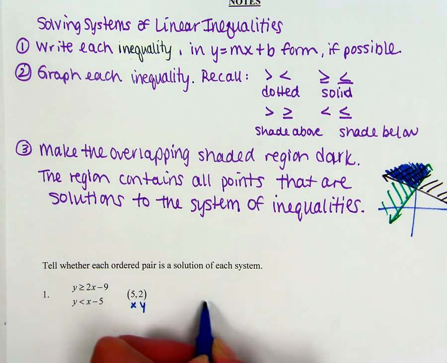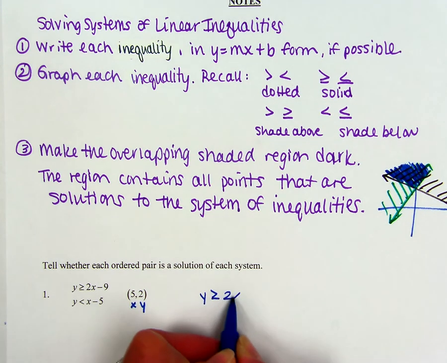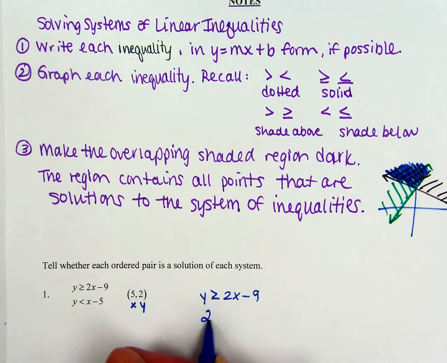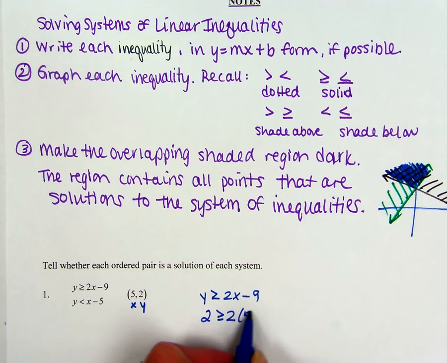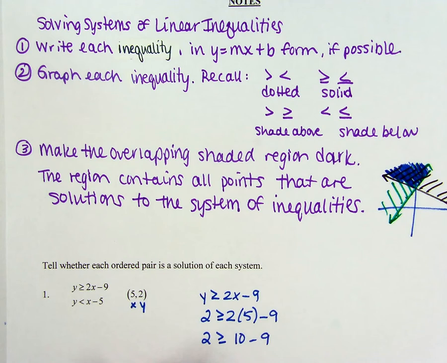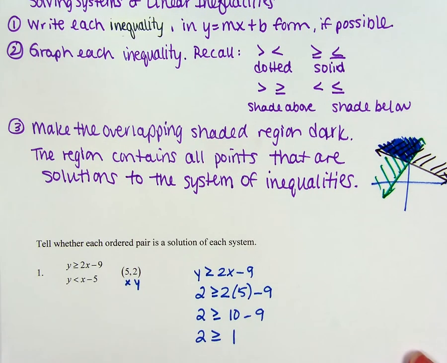All right, so if you have y is greater than or equal to 2x minus 9, so we have 2 is greater than or equal to 2 times 5 minus 9. So 2 is greater than or equal to 10 minus 9, and 10 minus 9 is 1. So is 2 greater than or equal to 1? Yeah, 2 is greater than or equal to 1, so that's good.